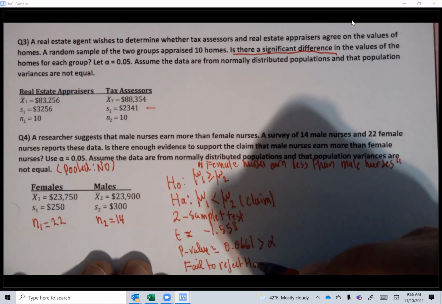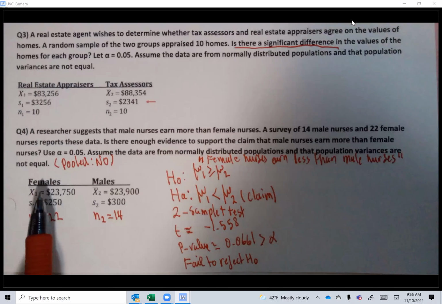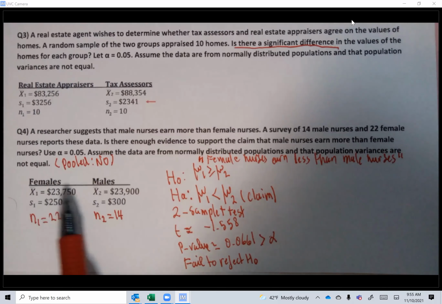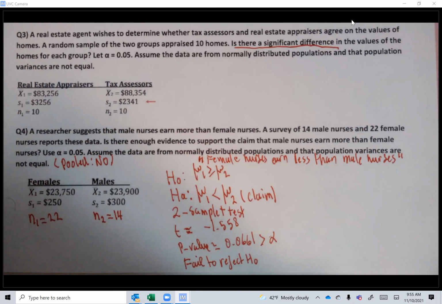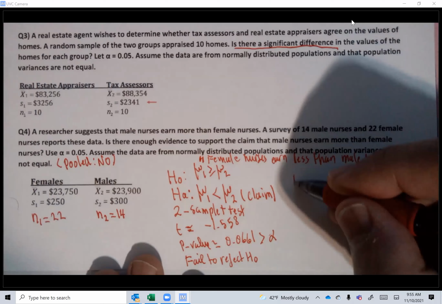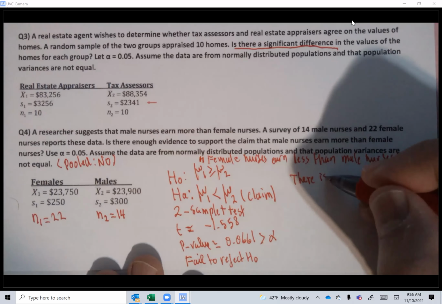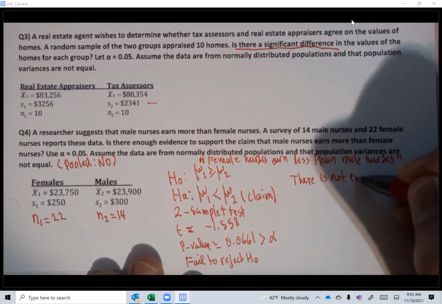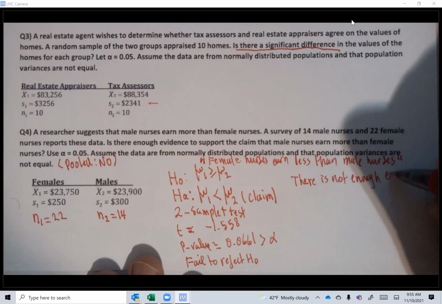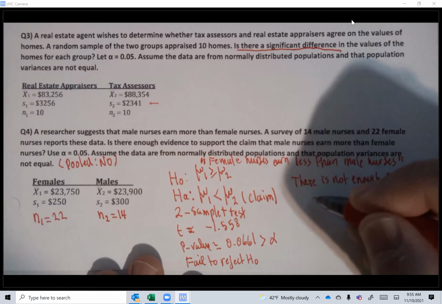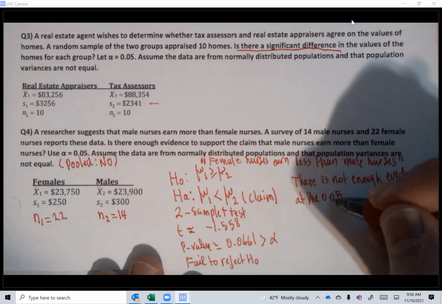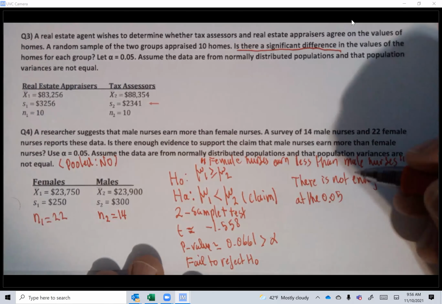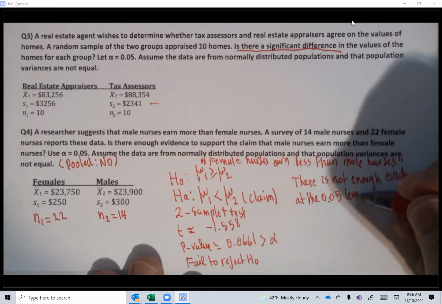And it was obvious, guys. The males don't seem to earn on average more. I mean, they seem to be very much the same, as you can look here. So I don't think we're going to support this claim. There is not enough evidence at the 0.05 level. You can put here 5% or 0.05. It doesn't matter. Level of significance.